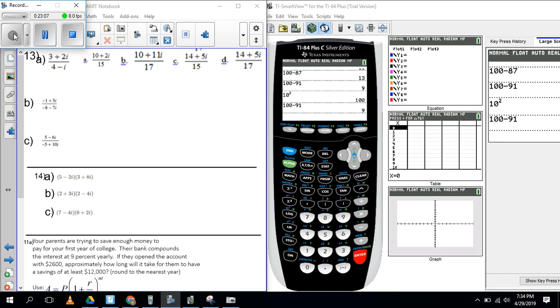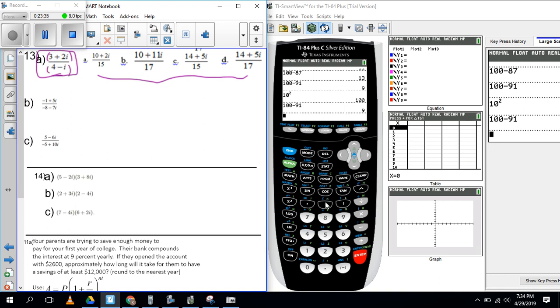Okay, so the next one, we are dividing imaginary numbers. And these are so easy because all we have to do is just plug them in our calculator. So here's our first one here. And it gave us some extra choices. So in order to put these in our calculator, we must put parentheses around the top and around the bottom. Okay, so we're going to put in our calculators that way.